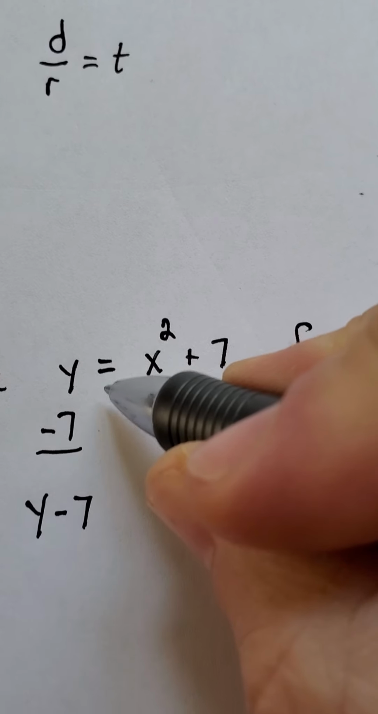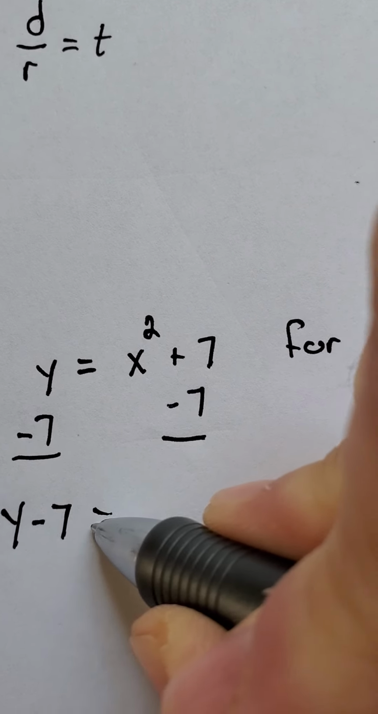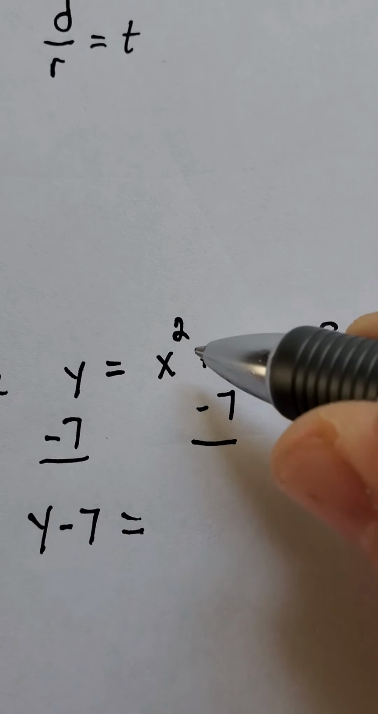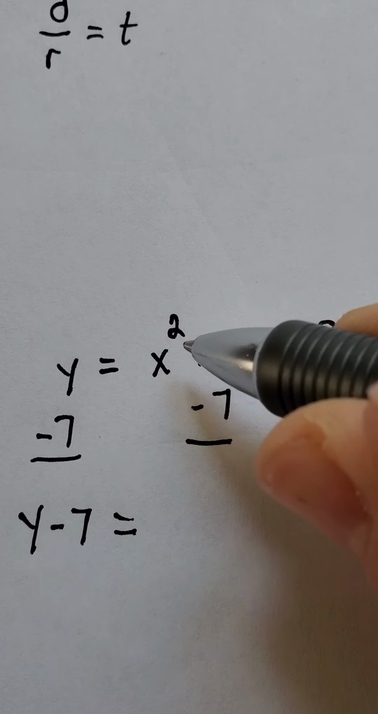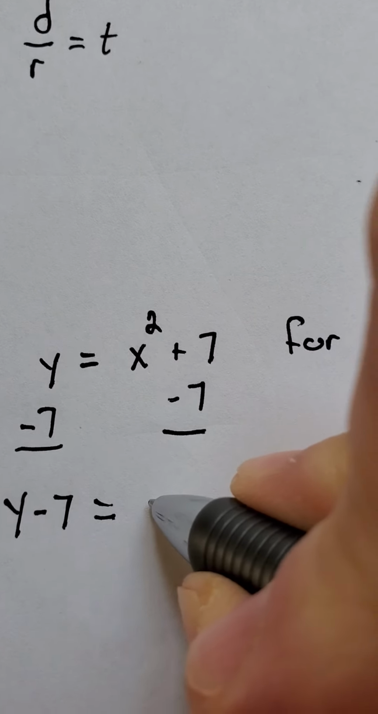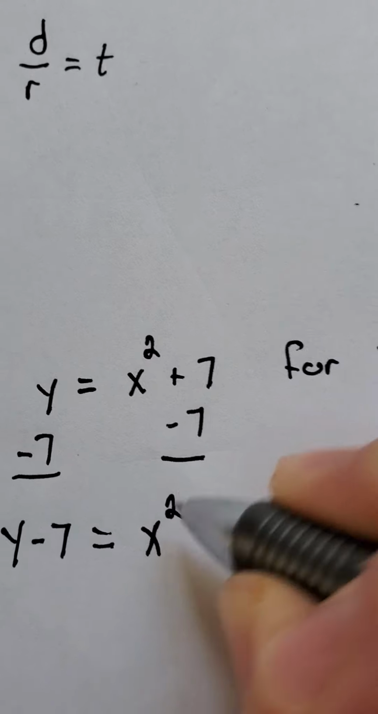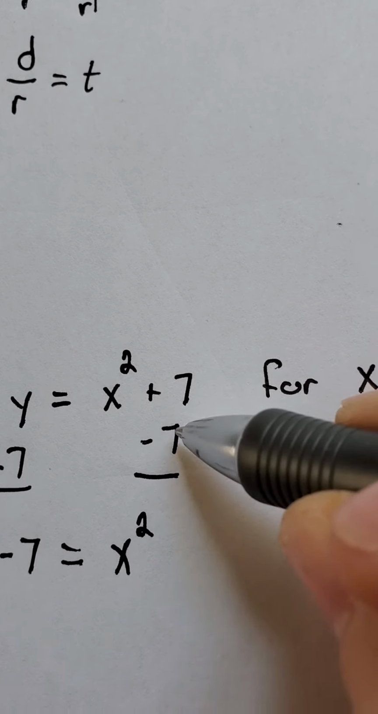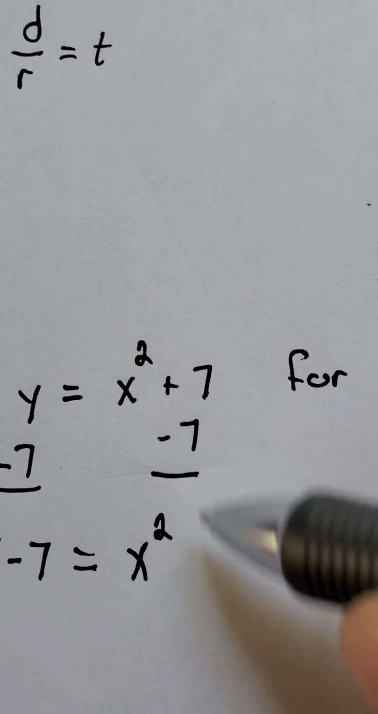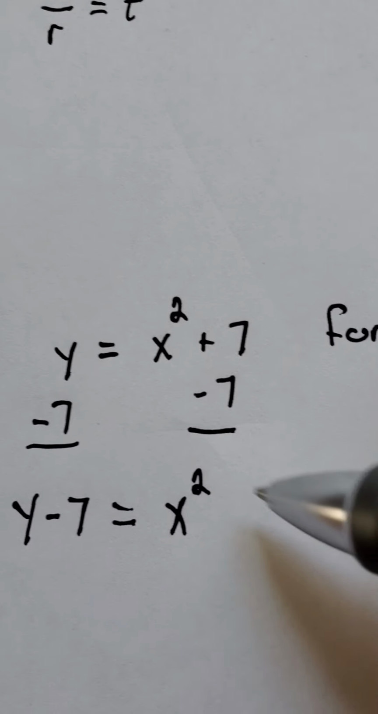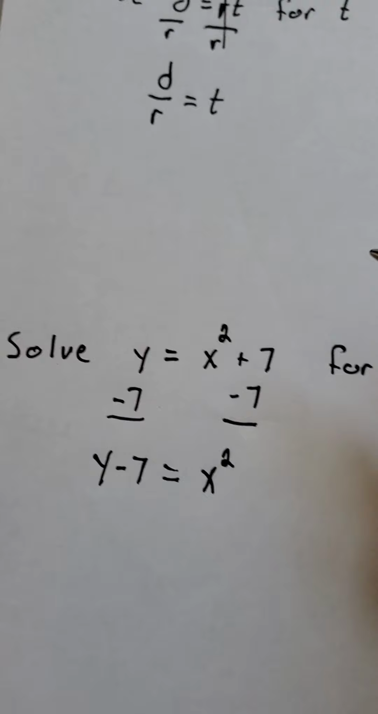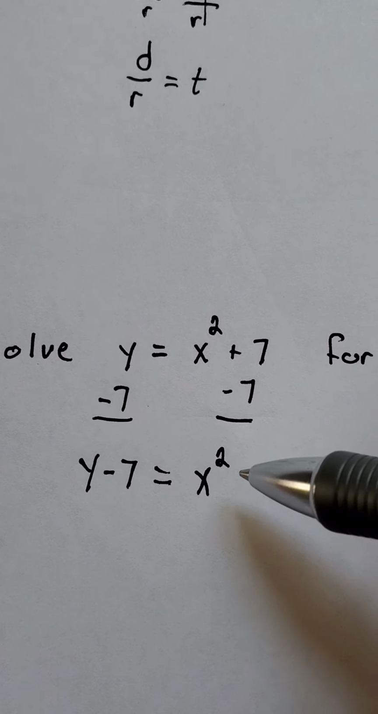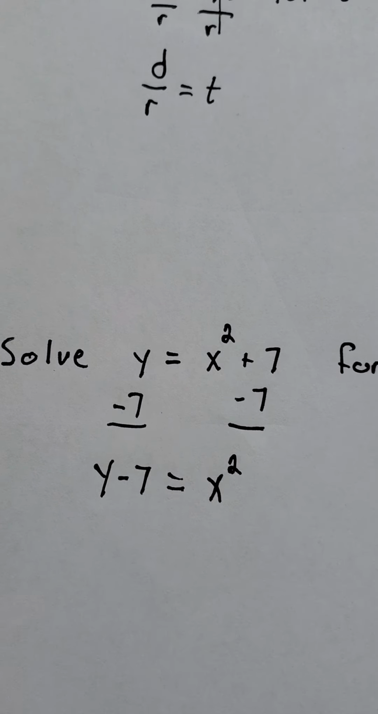The equal sign just comes on down. On the right side, nothing's being done to the x squared, so it just comes on down. Also, you have 7 minus 7. That becomes a 0, so there's nothing that gets written here beside the x squared. So now we have y minus 7 is equal to x squared. Our x term is isolated.